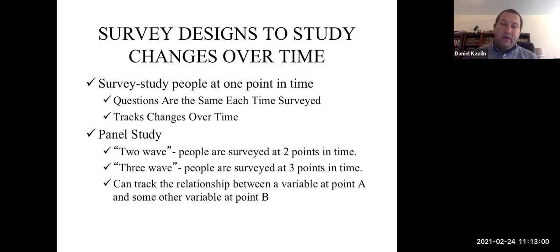So a 2-wave panel study would be surveyed at 2 points in time. A 3-wave panel survey, again, people would be surveyed at 3 points in time. So however many waves there are, that's the number of points in time they're surveyed. And you can track from point A to point B or point A to point B to point C and determine stability versus change in attitudes. That's important.